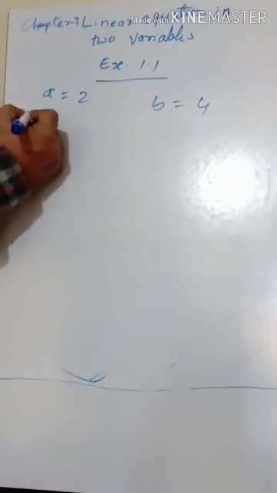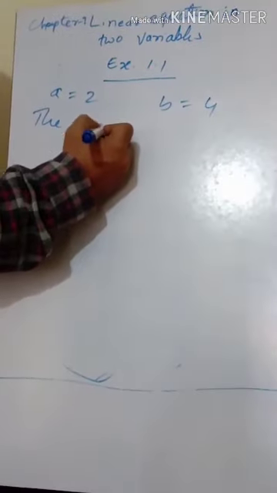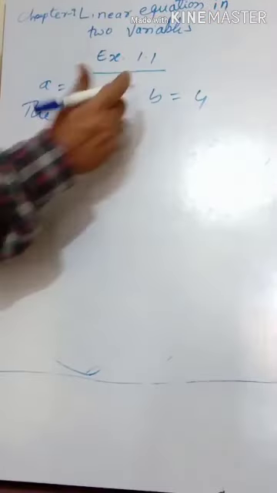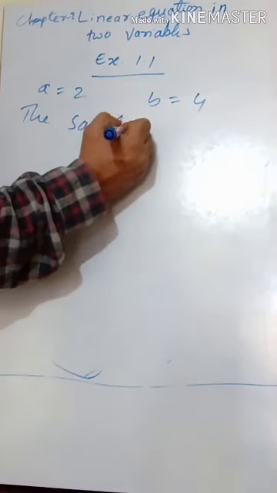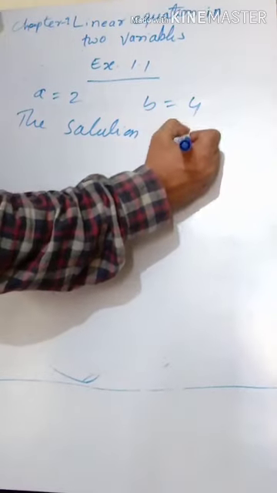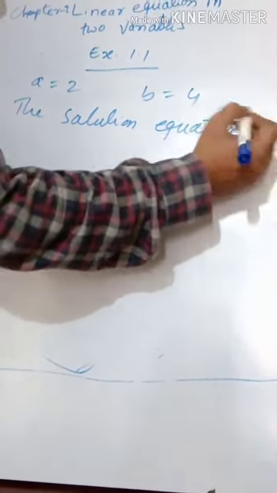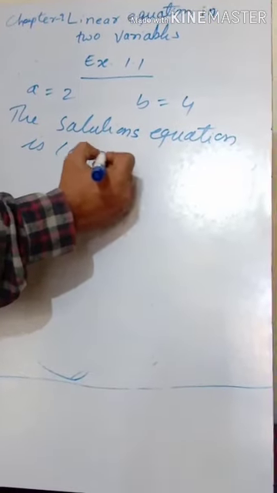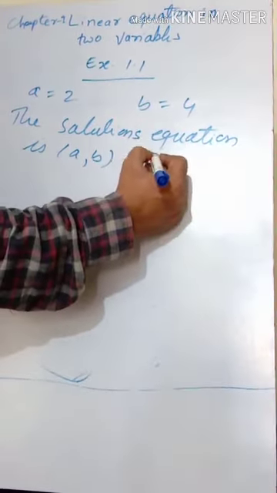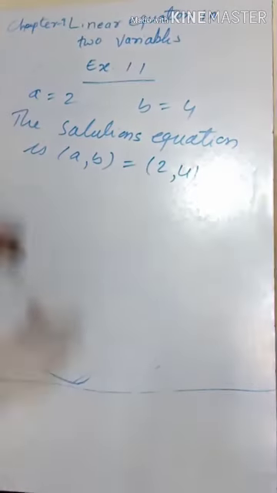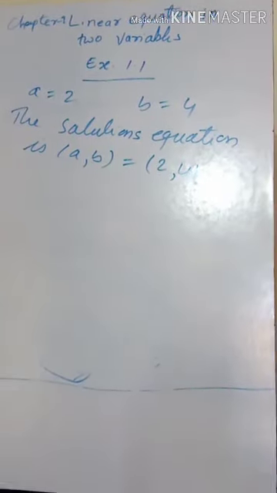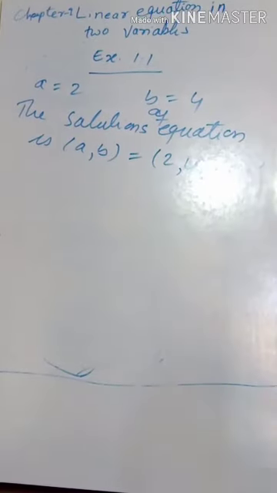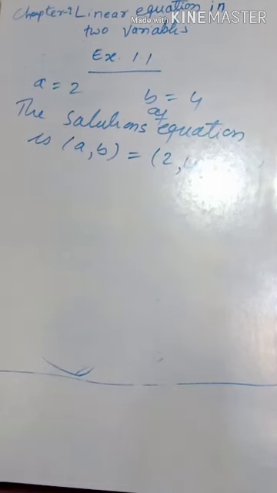Now we write the answer. The solution of the equation is a comma b is equal to 2 comma 4. The solution of the equation is a comma b is equal to 2 comma 4.